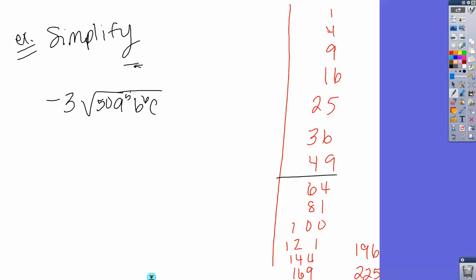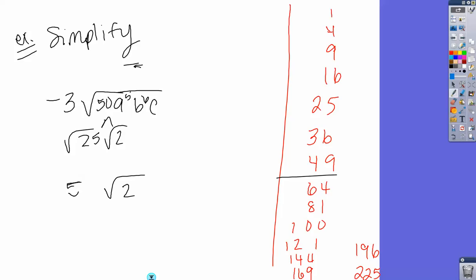So 50 divided by 49, no. 50 divided by 36, that doesn't work. If you don't know, you try your calculator. There's no judgment. Sometimes you don't know all these answers, and that's okay. 50 divided by 25. Hey, that works. 25 times what gets you 50? That's 2. Square root both sides. The square root of 25 is 5. The square root of 2, I can't do it, so it stays.